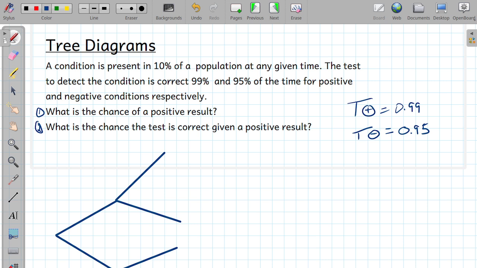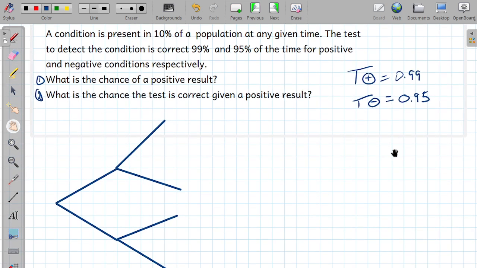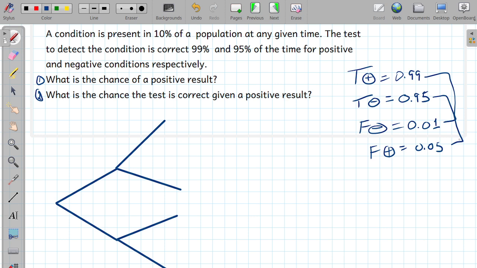Because remember, there's 2 ways to get a positive result. There's a true positive and a false positive. And there's also a false negative. We should probably write that out. Let's do that. So if I know that the true positive rate is 0.99, then if the test is wrong and the person has the condition, then we have a false negative. All right, so the false negative then should be 1%. And likewise, we should have a false positive, which is the case when the person is healthy, but the test erroneously says they're ill. And that'll be 5%, because this stuff always has to add up to 1. You'll notice that 99 and 1 is 100%, and 95 and 5 is 100%.